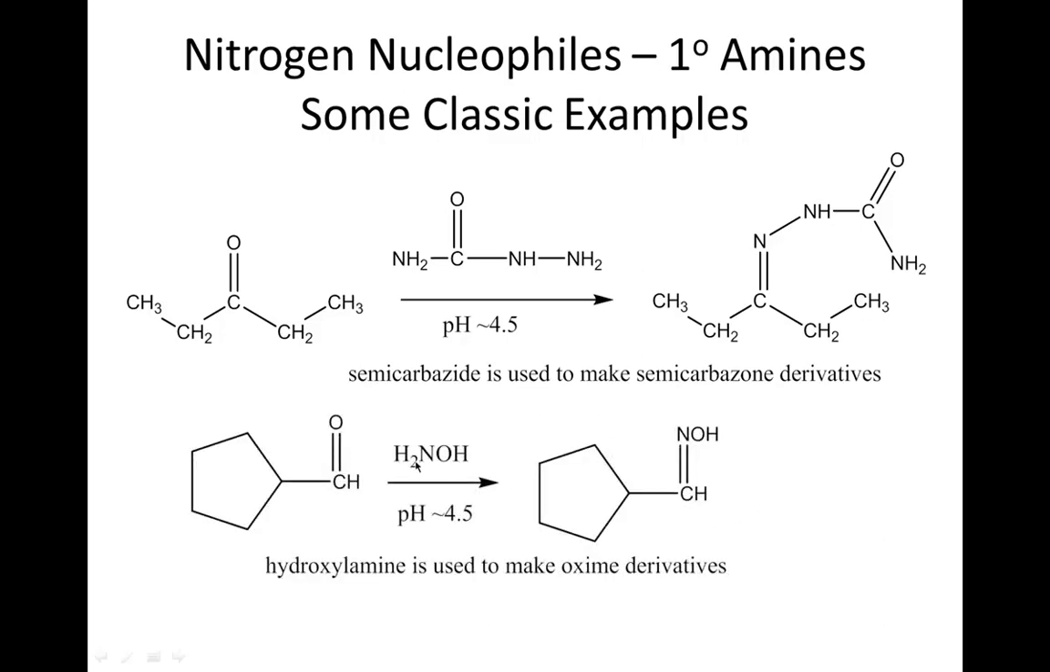Another example is called hydroxylamine, and that's an example of a primary amine. Again, you do the same thing. You get your double bond between the carbonyl carbon and this nitrogen, and you lose these two guys, and this guy is your water molecule. You make oximes, which is what these are called. And again, these are solids that you can characterize to help you identify the original starting material.